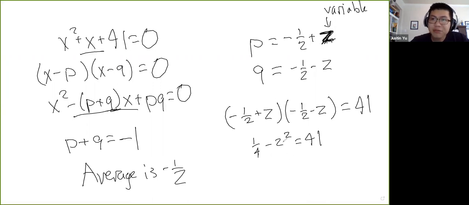But this equation is actually really, really easy to solve because there's only one variable term. We get z squared is equal to -163 over 4.